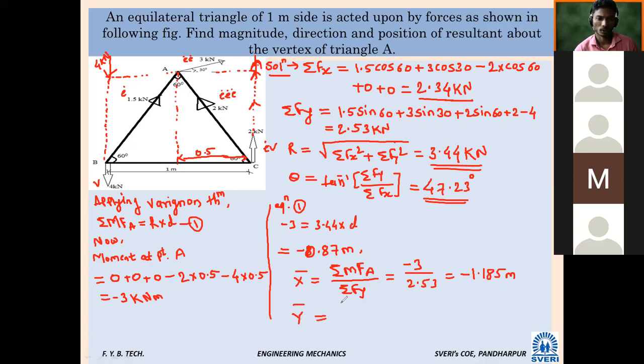Similarly, Y bar. What is the formula? Summation of moments due to all forces at point A divided by summation Fx. This value is known to you, minus 3 divided by 2.34, which is minus 1.28 meter. Minus 1.28 is the answer.